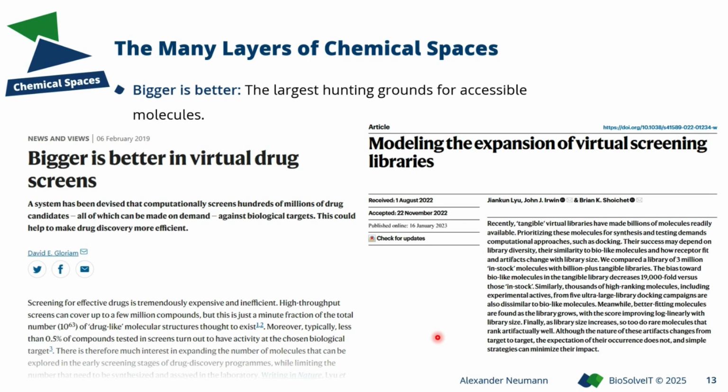I don't have to tell you by now, bigger is better. This is the consensus since a few years. The larger the hunting grounds are, the more and, even more important, the better compounds you can find in larger compound collections. And therefore, by looking into chemical spaces, you do not get only better compounds, but a huge array of different scaffolds that you can work with.